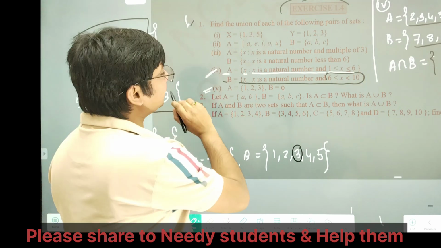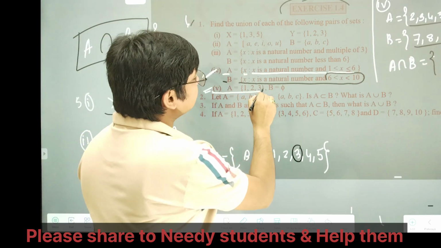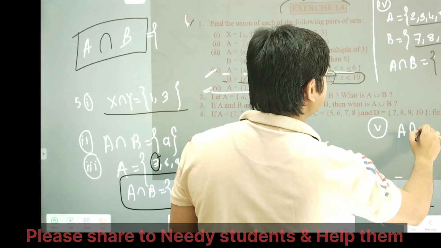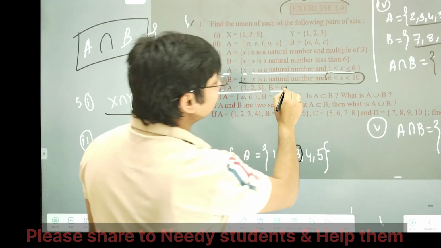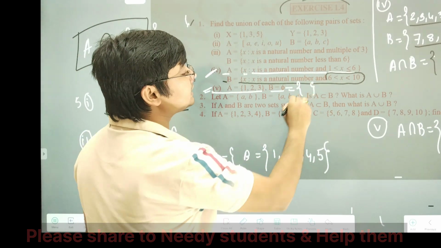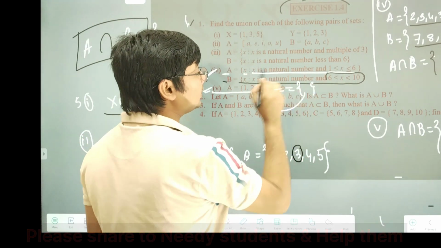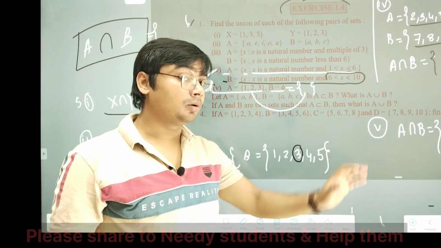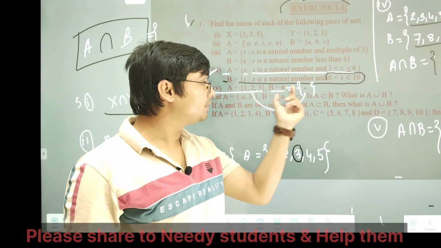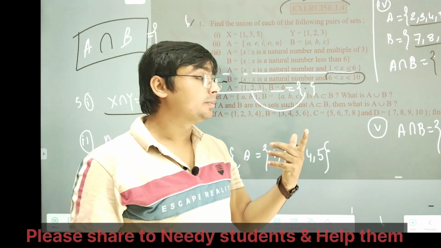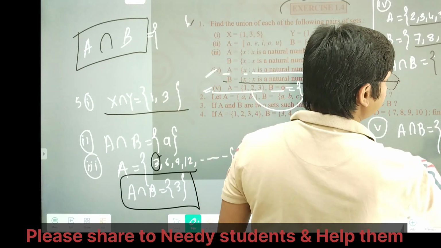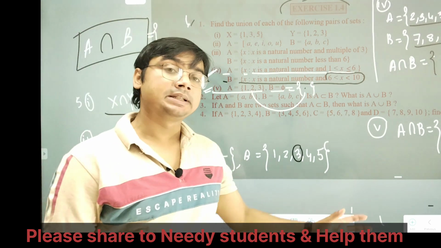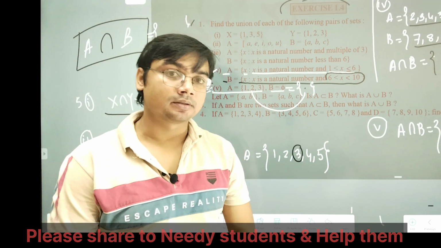Now come to question number 5. Here A is this one, B is this one, so what will be A intersection B? You see, the B set is empty, it is phi. Is there any common element here? No, there is no common element because set B has no element. Since B is empty, there can be no common element. So A intersection B is phi. I hope all of you can solve this type of problem related to intersection.